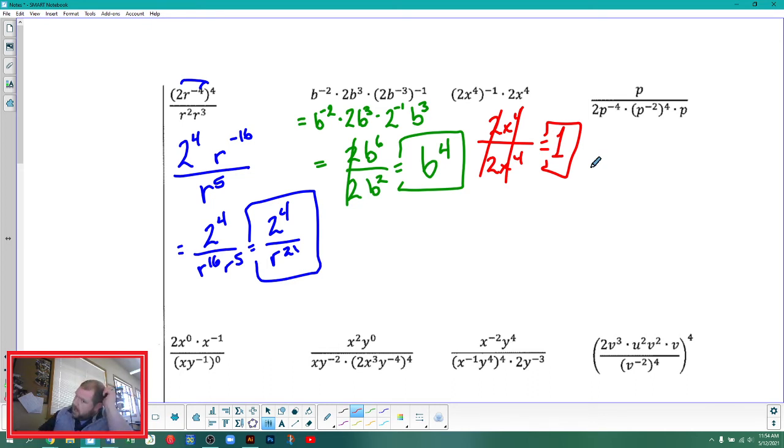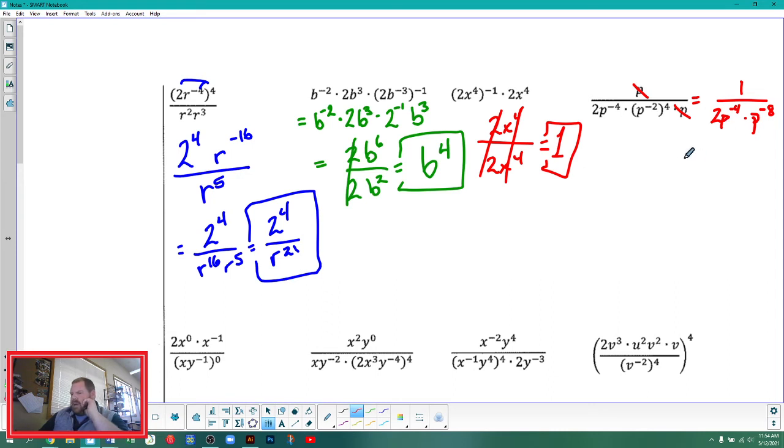Okay. Let's look at this one. On the top, I just have that 1p. On the bottom, I have a p to the negative 4th down here. And then this is going to turn into a p to the negative 8th. And then I got another p there. I can just go ahead and cancel those out first, as well as organize the bottom of this a little bit. I have 2p to the negative 4th power, and then I also have p to the negative 8th power.